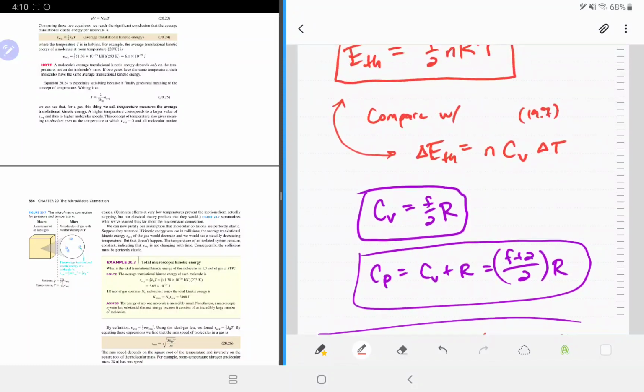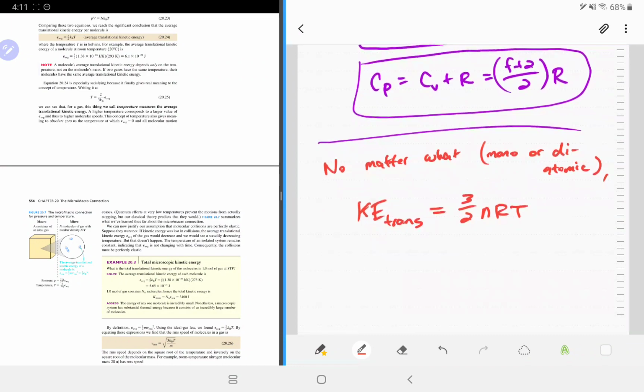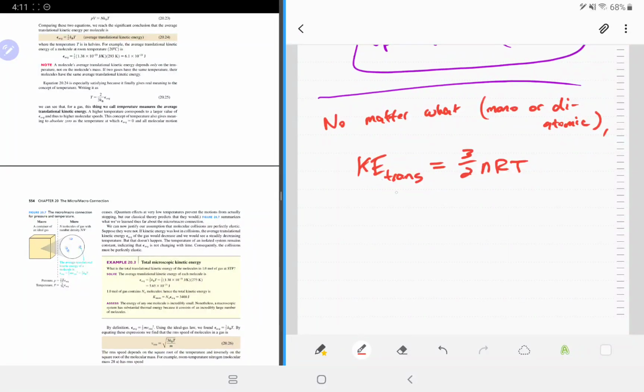Right? Even if you have more thermal energy because a molecule is rotating or vibrating, only 3 of those modes are because of translational motion. So no matter what kind of molecule you have, KE translational is this. And translational kinetic energy, remember that this is equal to 1/2 mv squared. So we can start to relate how fast the molecules are moving with what the temperature is.